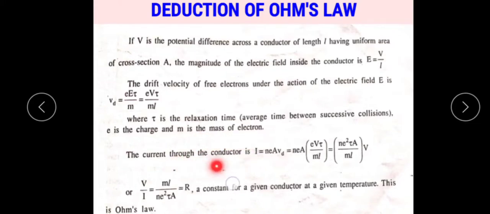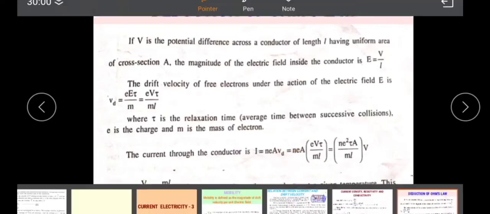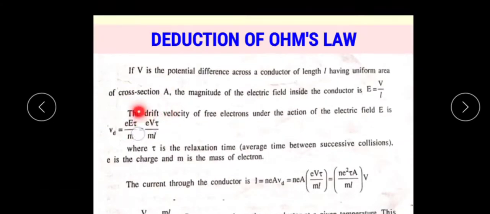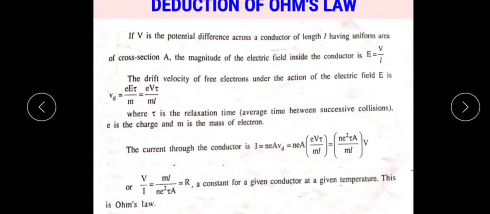The current through the conductor is, we know the relation between current and drift velocity, I is equal to neAVd. Then neA keep as it is, and in place of Vd we substitute this value, that is eV tau divided by mL.